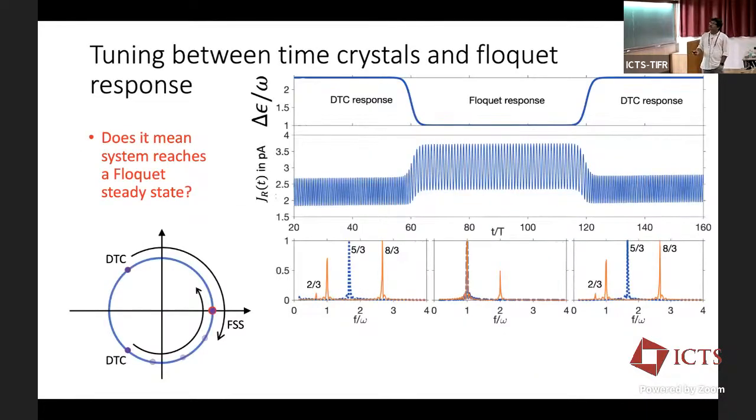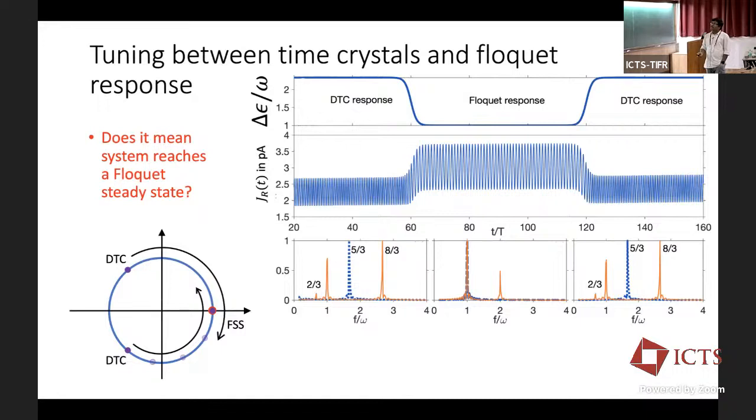What is happening, you can see in the current. I start from a delta epsilon where I have a DTC response, and I change it. It's seen in the current, and as you can see, it's seen in the Fourier transform. Once I change it to a value equal to the interchain hopping, I have a Floquet response. If I change it back, I get back to the DTC response once again. What is happening here? A DTC state is moving along the unit circle, and it just becomes degenerate with the Floquet steady state.